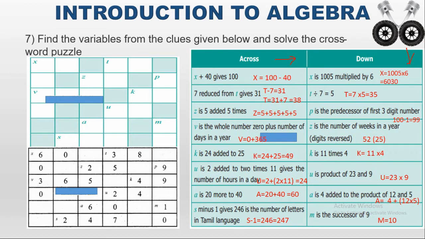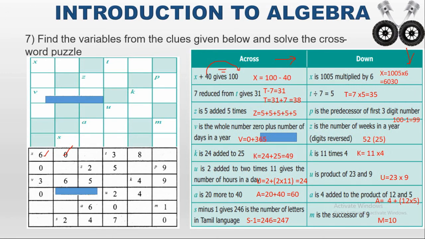So x plus 40 gives 100. So that means x plus 40 equals 100. So plus 40 in LHS, whenever it comes to the RHS, it will become minus 40. So x equals 100 minus 40, that is 60. So you have to fill here 6, 0. First box you have to write it as 6 and the second box is 0. So what is the second across value?